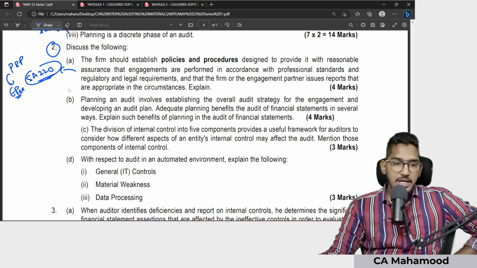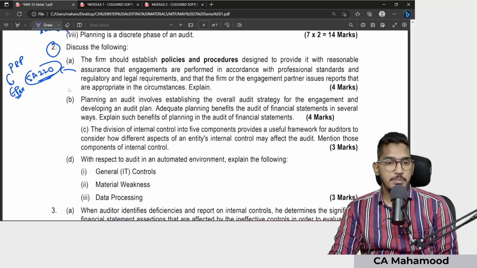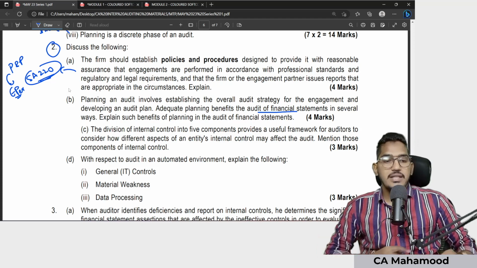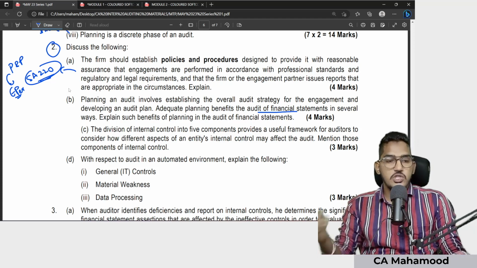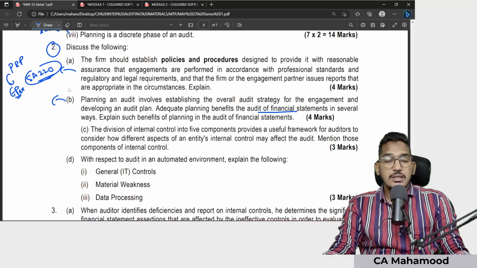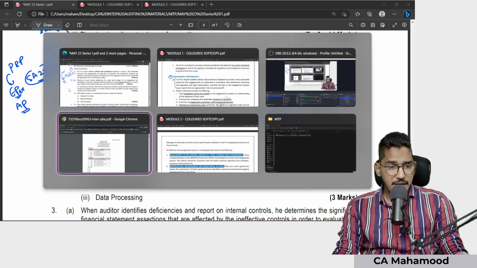Next one. Planning an audit involves establishing the overall audit strategy for the engagement and developing an audit plan. Adequate planning benefits the audit of the financial statements in several ways. Explain such benefits of planning of the audit. This question is from Audit Strategy, Planning and Program. They are asking us what are the benefits of planning of the audit.